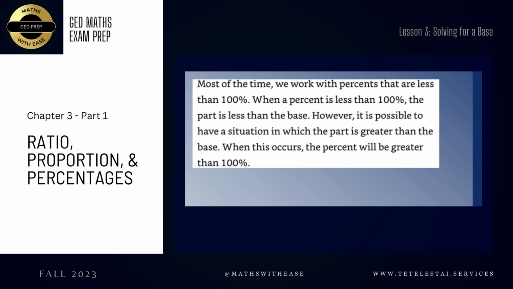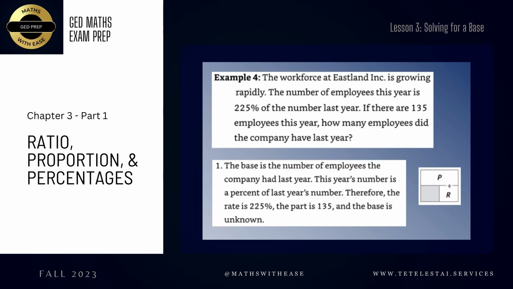So essentially, in the event that you see a percentage with a part that's greater than the base, then you know that the percentage is going to be greater than 100. Let's say the part was 50 over 25, you know that your rate or your percent will be greater than 100, okay? I hope that's clear, but it should be clearer with the examples that follow.